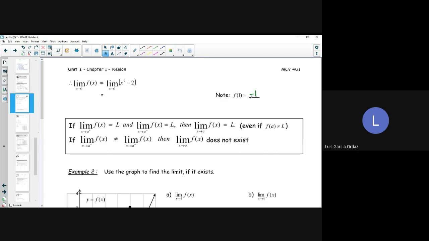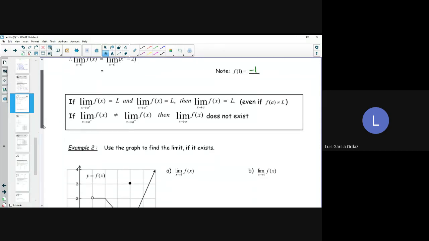So here are some proofs. If the limit as x approaches a from the right is equal to L, and the limit as x approaches a from the left is equal to L, then the limit as x approaches a of f of x is equal to L. However, if the limits are not equal to each other, then the limit doesn't exist.